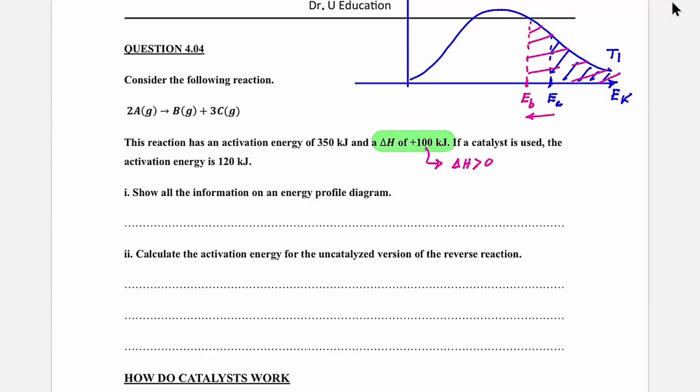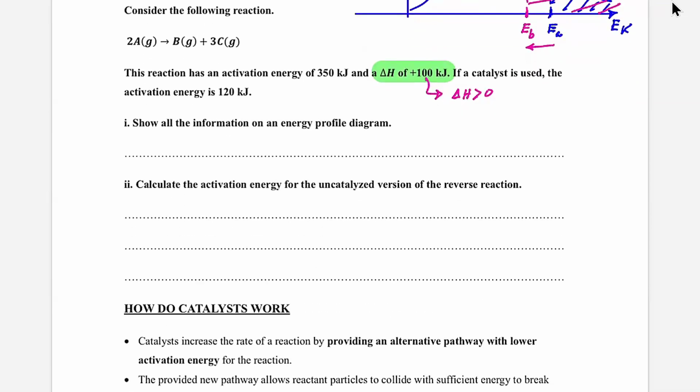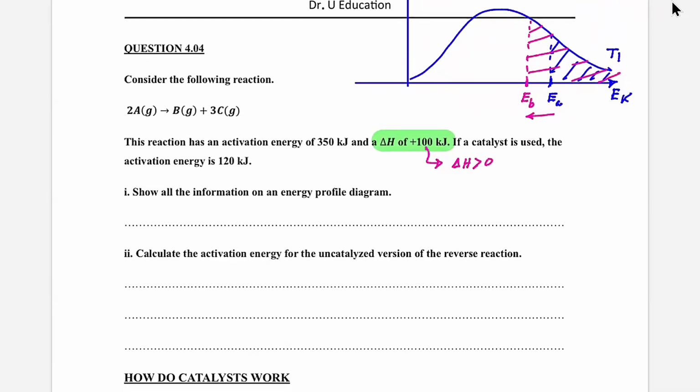Endothermic. Okay, so show all the information on the energy profile diagram. How do you do that? It's endothermic, right? So endothermic should be here, like it goes like this and this. So 350 is going to be from here to here.